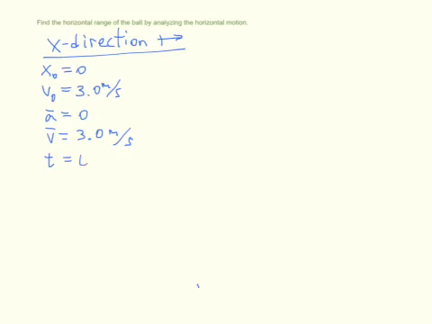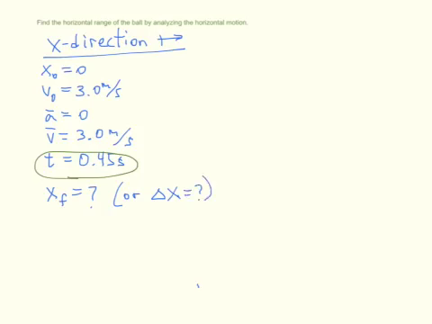And now we get to tie in the results of our analysis in the vertical direction. The ball is going to be traveling for 0.45 seconds before it hits the ground. That's the one link that connects our vertical motion with our horizontal motion. Now we can solve for the information we're looking for: what is the change in position of the ball as it's traveling through the air from the edge of the tabletop to the floor before it hits the ground?